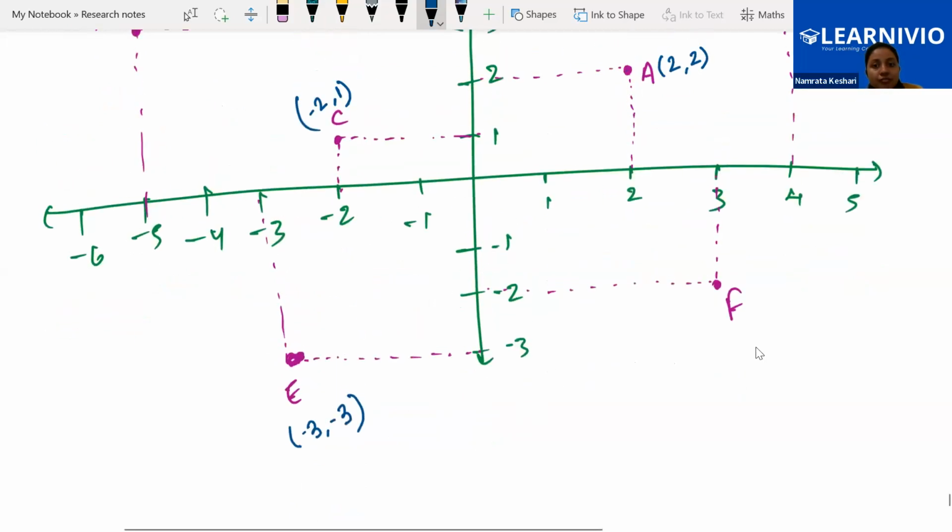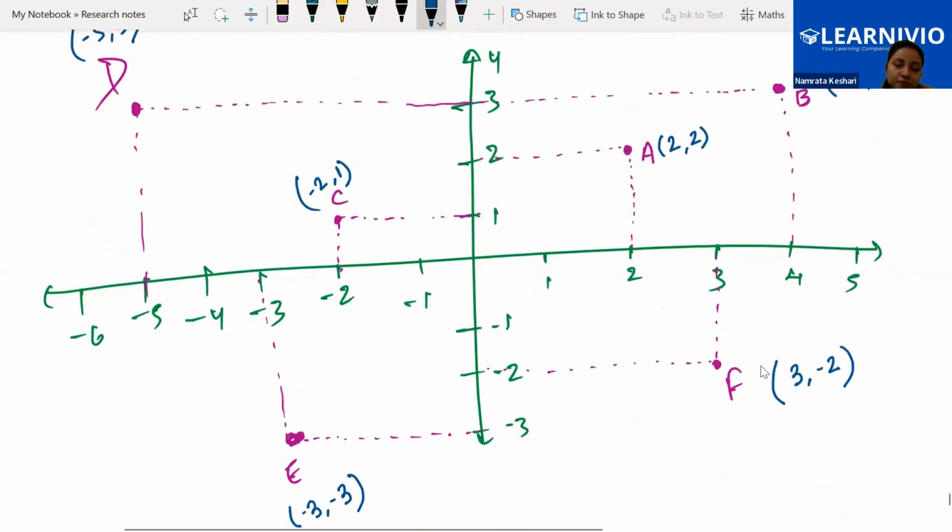Okay, what about F? 3, comma -2. Everyone getting it? Any confusion over here? No. Yes. Okay.